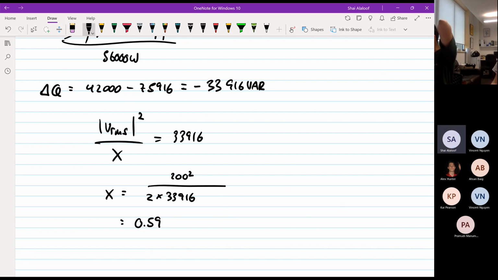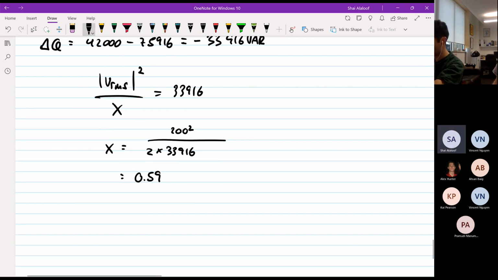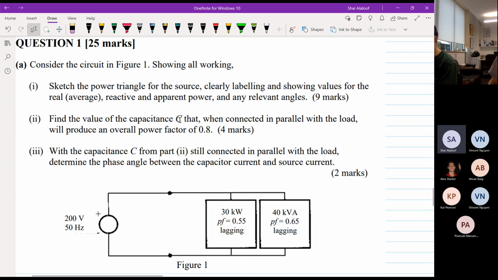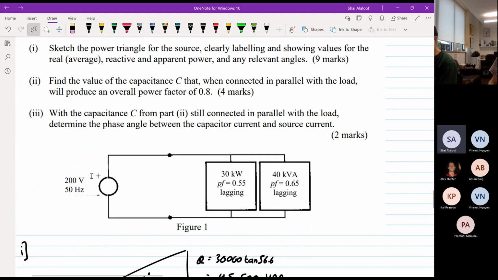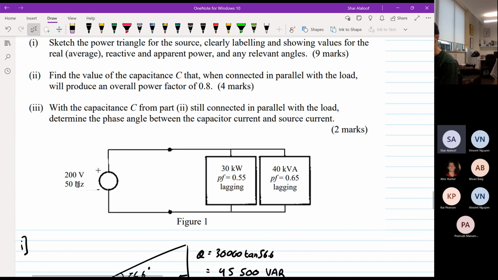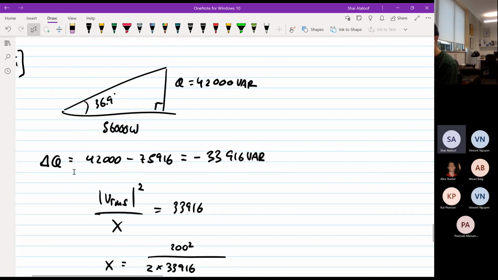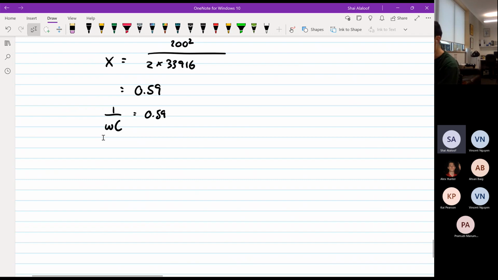So that being the reactance of the capacitor, which is 1 on omega C, right? The impedance of a capacitor, or I should say the reactance, depends on omega and the capacitor value. Well, we want C. We don't know what it is, and we know the angular frequency because we know the frequency is 50 hertz. Converting between the two is just a linear conversion.